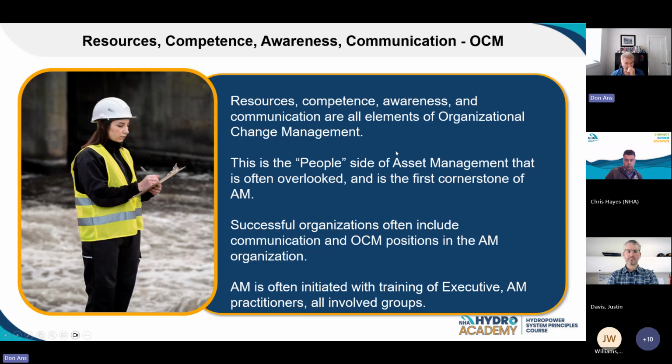So I've grouped a few of these together. The first one is resources, competence, awareness, and communication. The reason I grouped them together is I have found that these areas are covered under the title of organizational change management. If anybody's taken ProSci training, it's basically the people side of asset management that's often overlooked. It is really one of the first cornerstones of asset management. If you don't have people, asset management doesn't work.